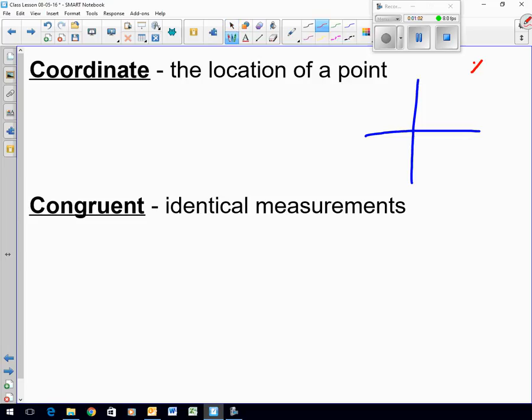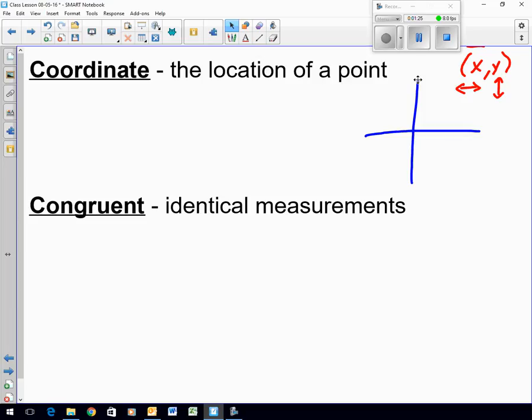All right. Coordinate points on a graph are written x, y. Correct? X is the first number you see. Y is the second. The x's move left to right. The y's move up and down. Later on in your math career, they'll tell you fancier ways to describe it. For now, that's how we're going to describe it.